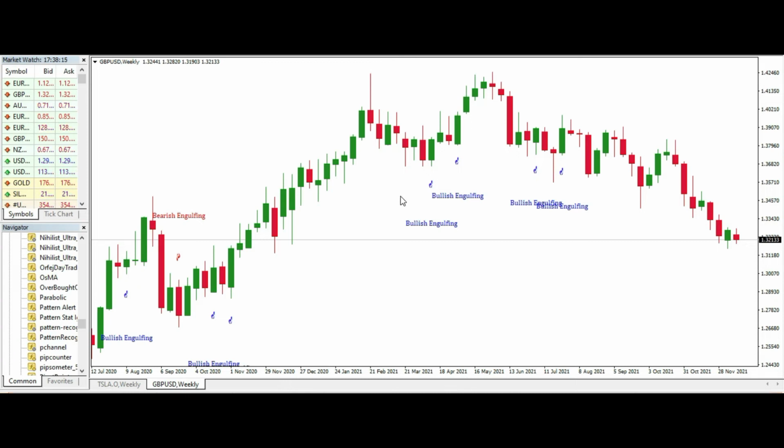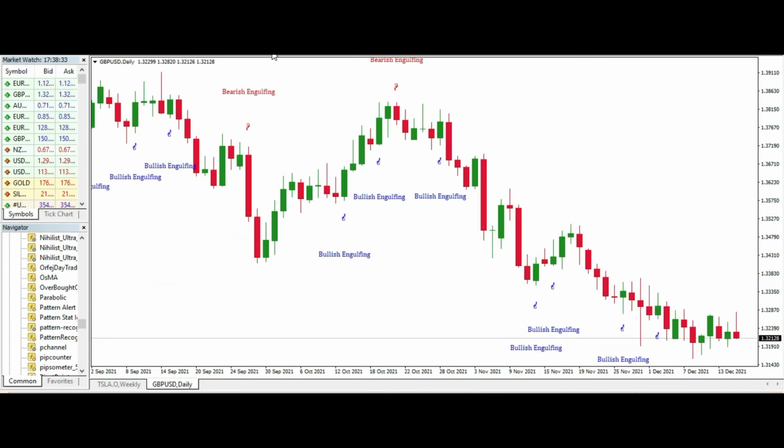Just to repeat again, risk-reward ratio 1:1. And if you use this bullish engulfing pattern or bearish engulfing pattern, you can have a similar approach. But on daily, you will be around 53, 52%. And if you go lower and lower, it will be around 50%.